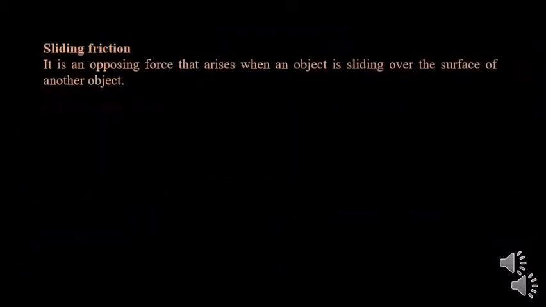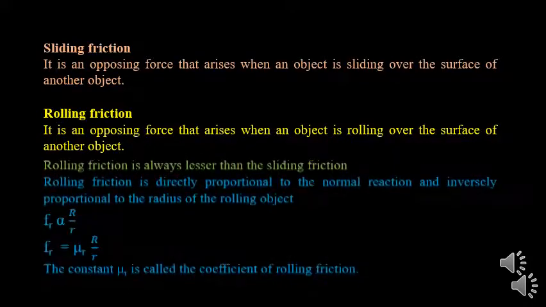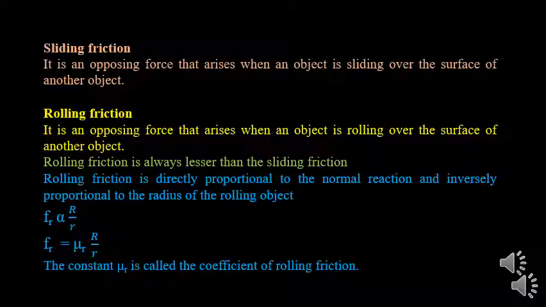Sliding friction. It is an opposing force that arises when an object is sliding over the surface of another object. Rolling friction. It is an opposing force that arises when an object is rolling over the surface of another object. Rolling friction is always lesser than sliding friction.